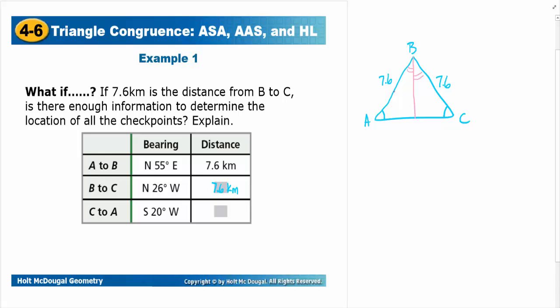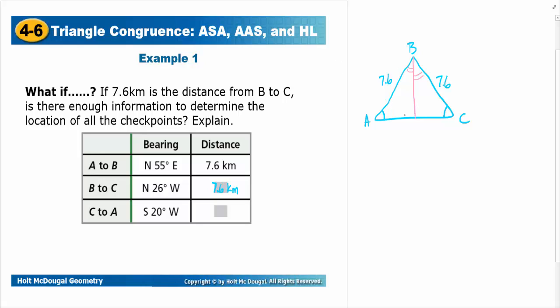Now the question is, I know these are congruent. Are they asking me to find that side? No. Could I? Probably not. I need more information, and it probably involves some trig, but I still could do it. The question is just asking, is there enough information to determine the location of all the checkpoints? Yes, there is. I'm able to show that I have congruent triangles.